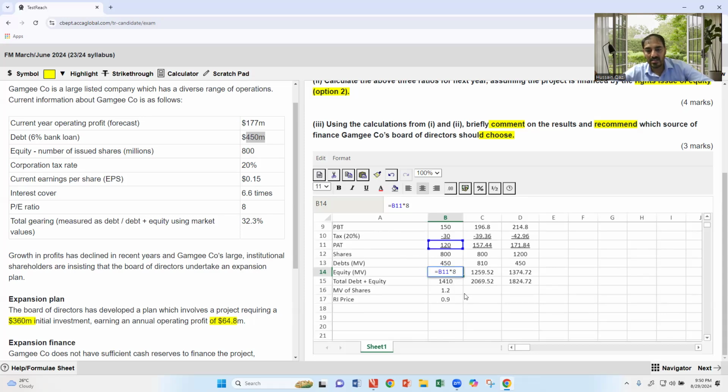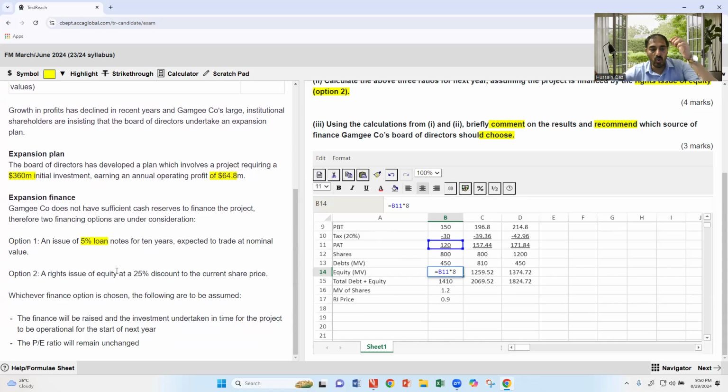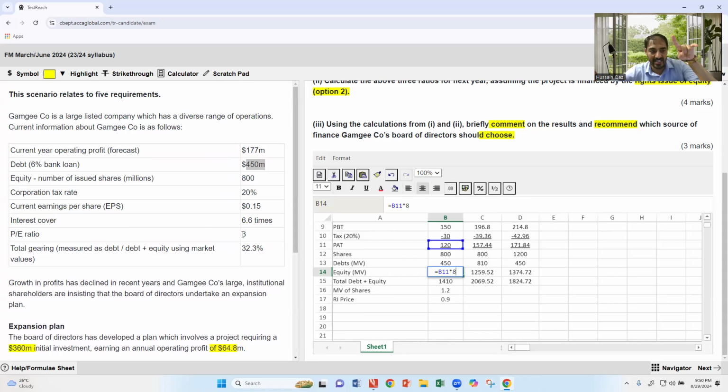Now, equity, that's market value. How to calculate equity? It's very simple. Here there is no information about market value of share, but here the P/E ratio is given. So what I have done here, take out the 120 as a profit after tax, multiply by 8, that is 8 times. That means 960 equity value. Debts plus equity is equal to debt plus equity.